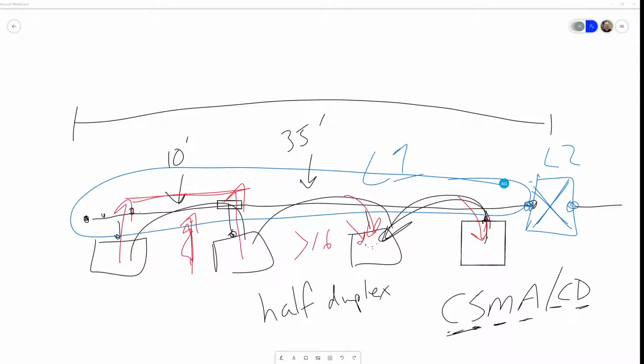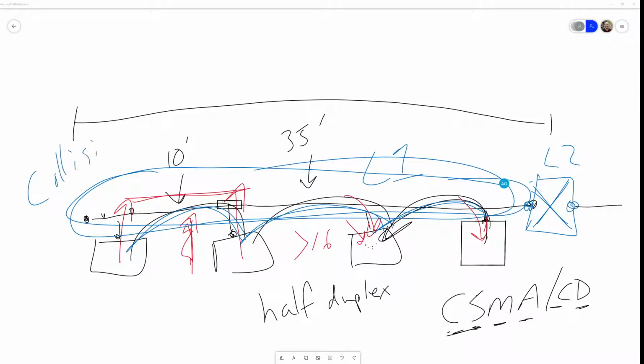It was an electrical domain. As I described, there were electrical activities going on that we were keeping track of, jamming, carrier sensing. And so this collision environment was known as a collision domain.